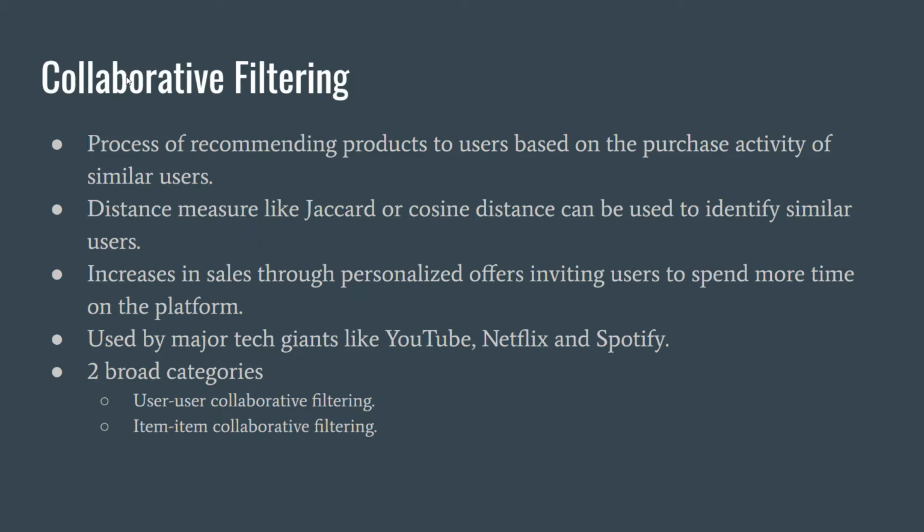So this is used by major tech companies like Netflix, Spotify, and YouTube to recommend new videos, new movies, or new playlists or songs to users. And it's done by analyzing the history of users who seem to have similar interests.